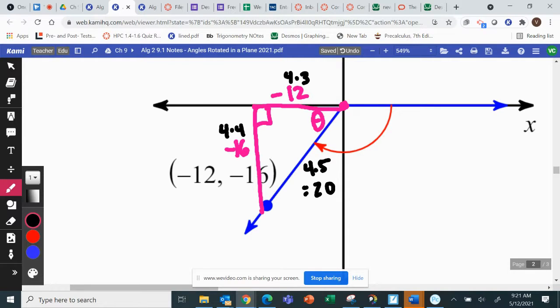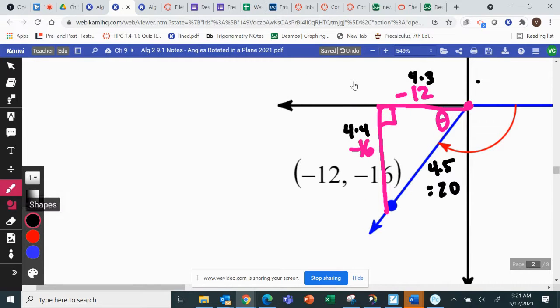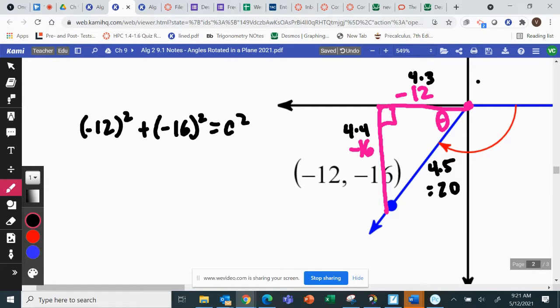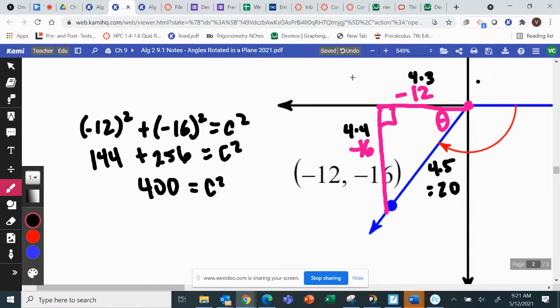Now, if I do Pythagorean theorem and I do negative 12 squared plus negative 16 squared equals c squared. What happens when I square a negative? Positive. 144 plus 256 equals c squared. So regardless of what the signs are for the triangle, the third side, the hypotenuse, will always be positive.